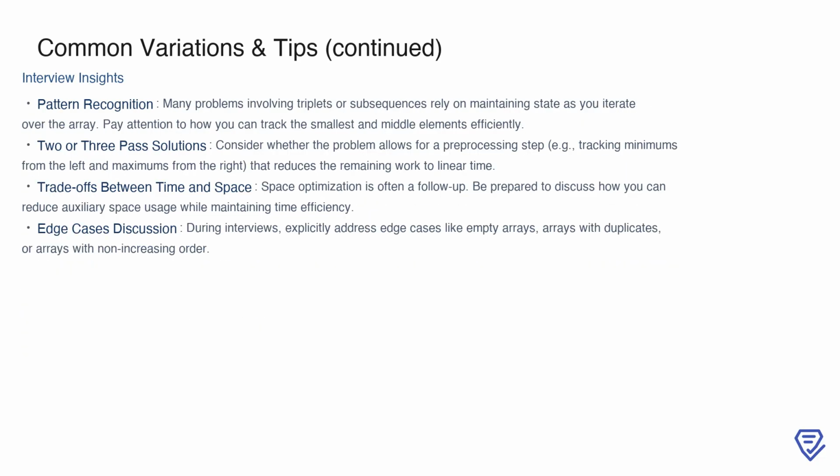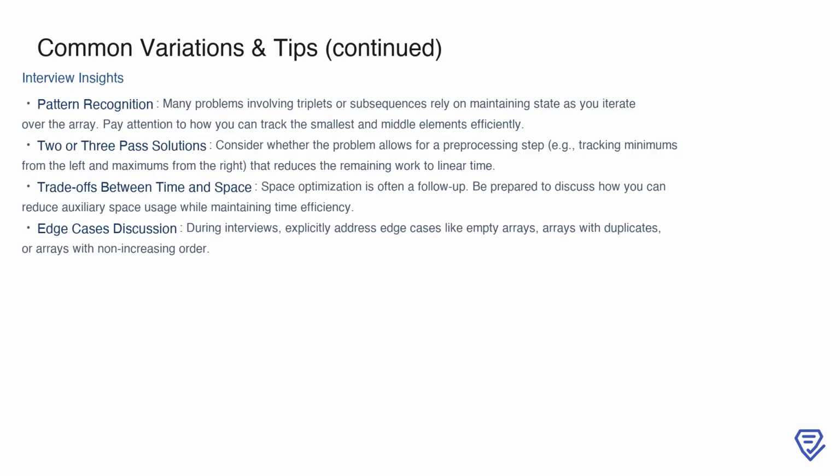Now, let's focus on insights that often come up in interviews. A key aspect of solving problems like this is recognizing patterns. Many triplet or subsequence problems involve maintaining state as you iterate through the array. The challenge is to efficiently track the smallest and middle elements without losing context. Sometimes, a 2-pass or 3-pass approach can simplify the solution. For example, you might pre-process the array to track minimums from the left and maximums from the right, which can reduce the remaining work to linear time.